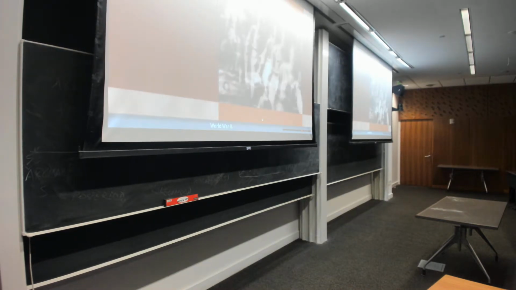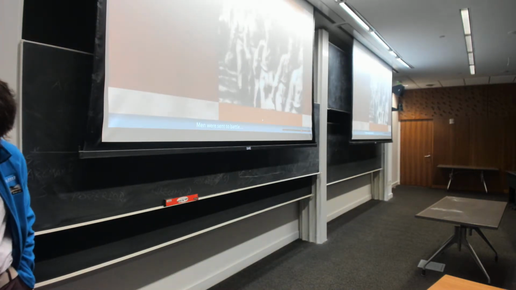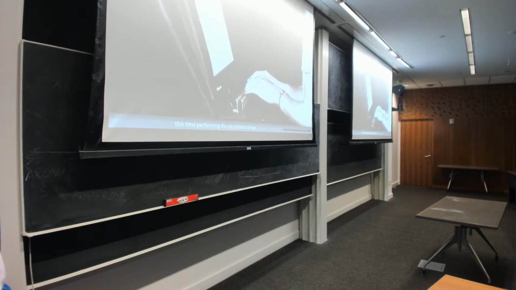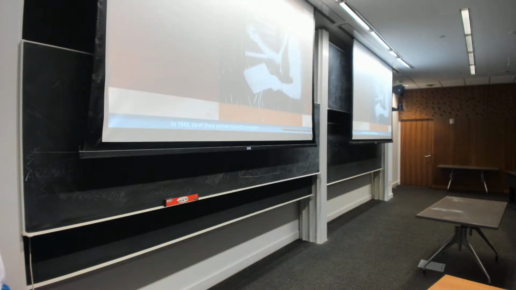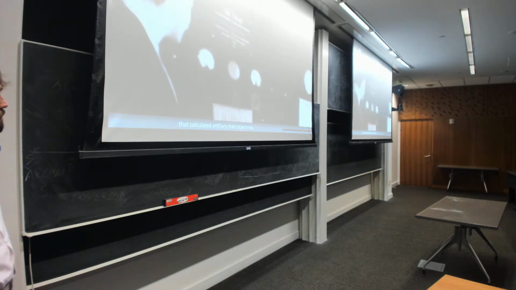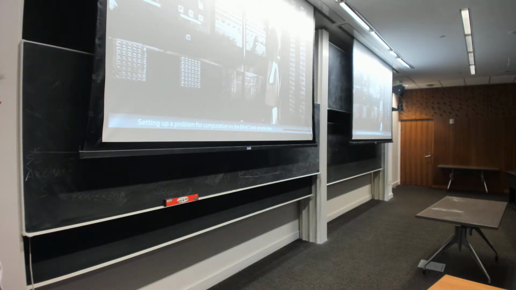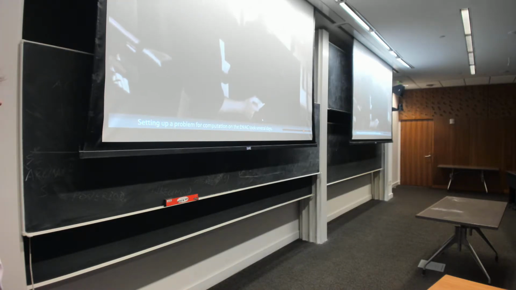World War II. Men were sent to battle, and women were again in demand as computers, this time performing the calculations of war. In 1945, 6 of these women trained to program a groundbreaking electronic machine that calculated artillery shell trajectories, the ENIAC. Setting up a problem for computation on the ENIAC took several days.